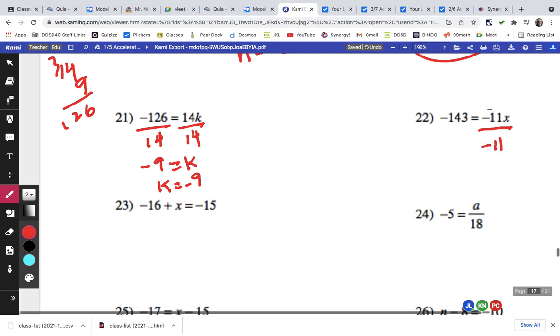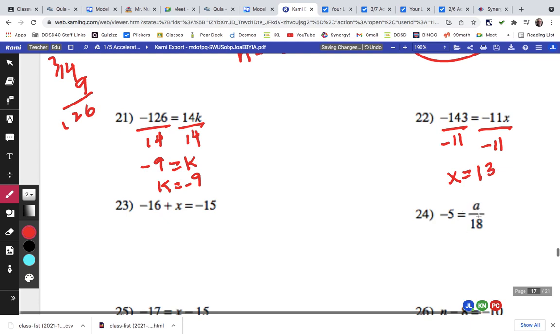So no matter if something's multiplied by the variable, we divide by it. If something's divided by the variable, you'll see in a minute, we're going to multiply by it. So this is divided by negative 11. So x is equal to 13. Negative divided by negative is positive. 143 divided by 11 is 13.